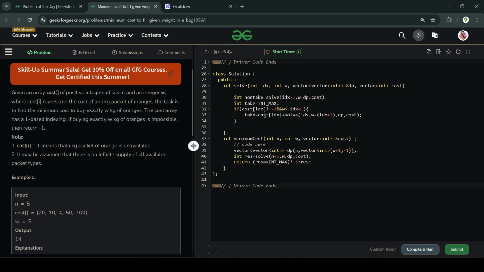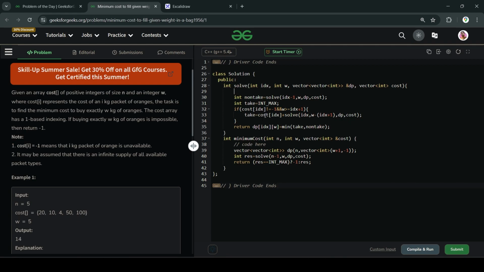Okay, so then we have to return it into the dp, and that is dp of idx and weight will be minimum of take and non-take.